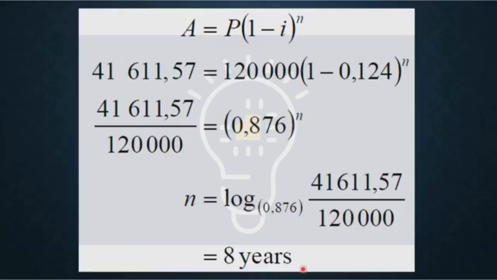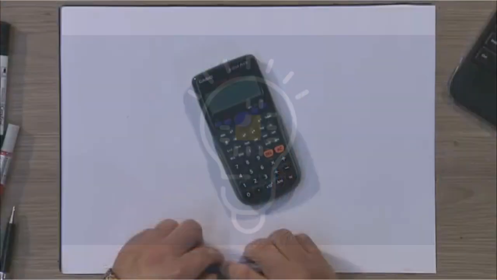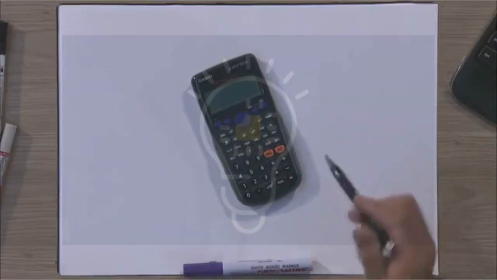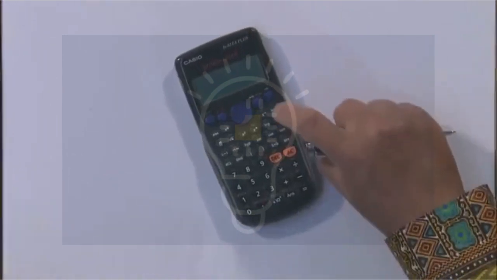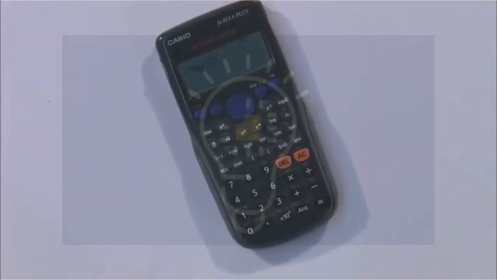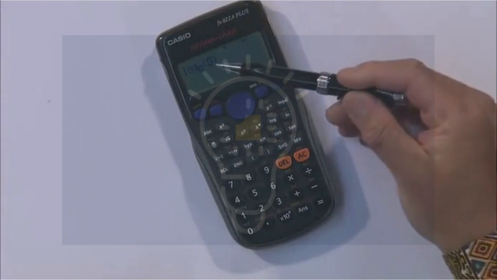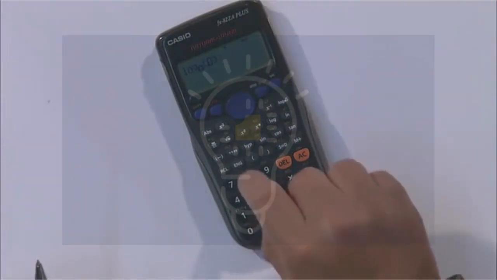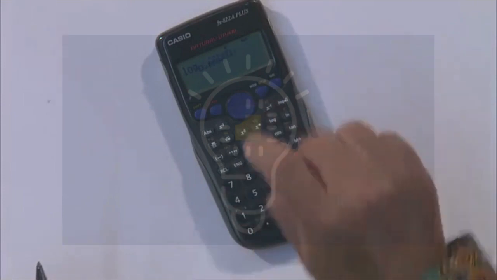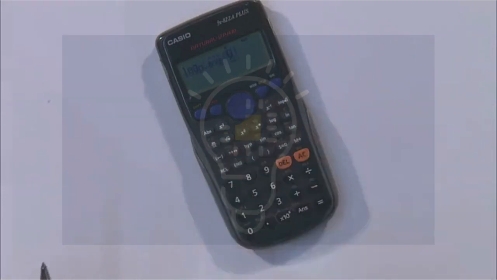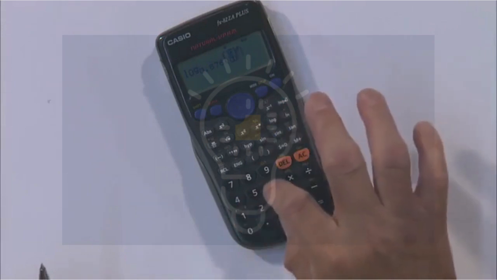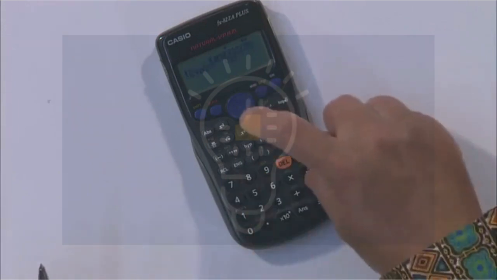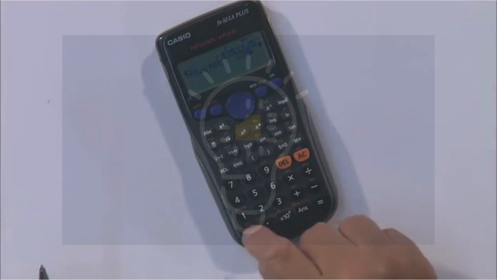Let me show you on the calculator how we encode that, because sometimes logarithms give many learners problems. So there we have our calculator. If we look for the button that's going to help us on the calculator, it's this one in the corner here. We press there. You notice on the calculator, it's flashing there at the base. According to what I've worked out, 0.876. And then I move across this way, and I need to put my fraction in, which is 41,611.57. That's my numerator. The denominator is 120,000.